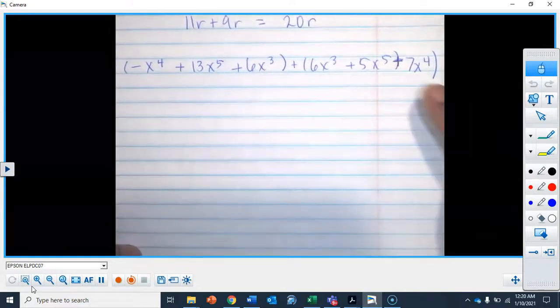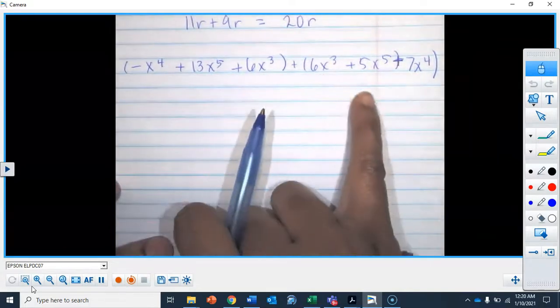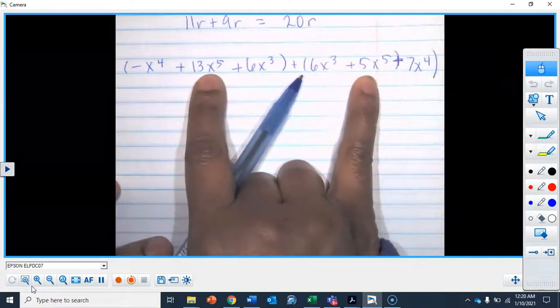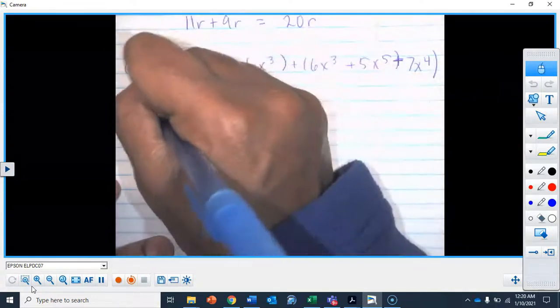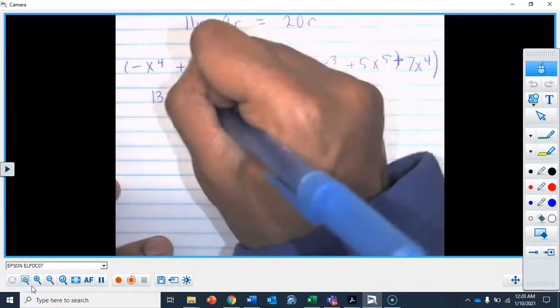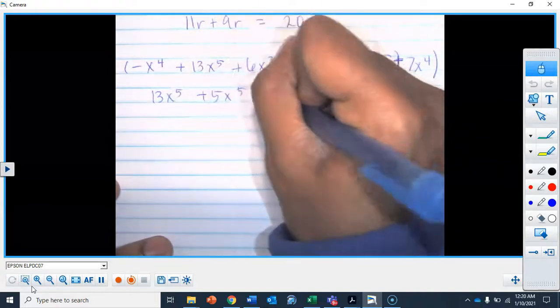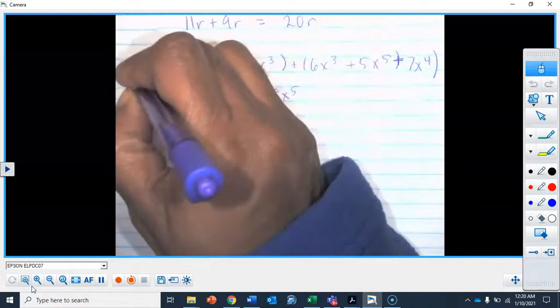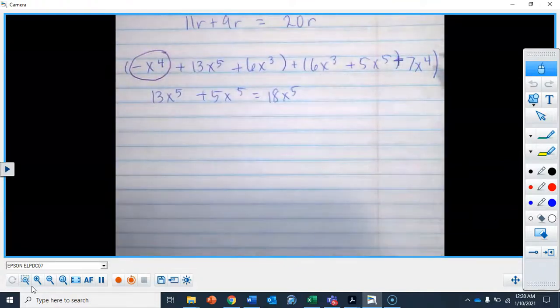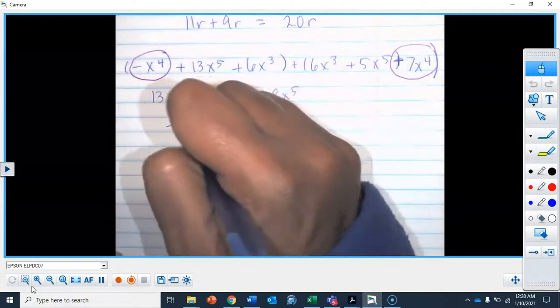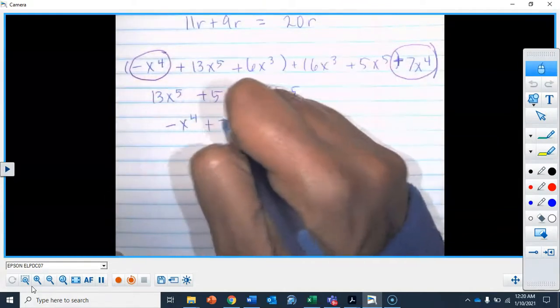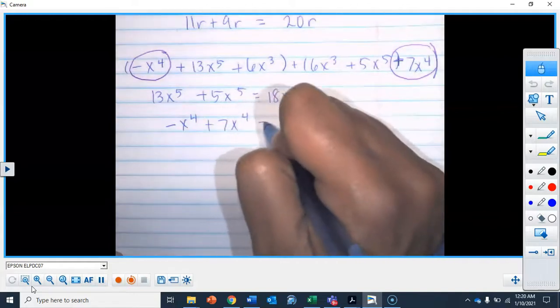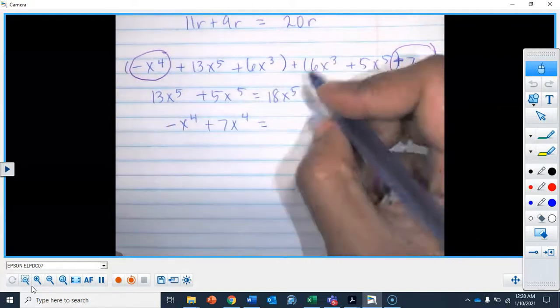All right, so now let's look for our highest power, which is this x to the fifth, x to the fifth. So we'll group those two together. 13x to the fifth plus 5x to the fifth is 18x to the fifth. Took care of that. Now let's look for x to the fourth. And I notice that I have a negative x to the fourth there. And again, this is a plus 7x to the fourth. So I'll group those together. And then what will happen for this one is 7 minus 1 is 6x to the fourth.